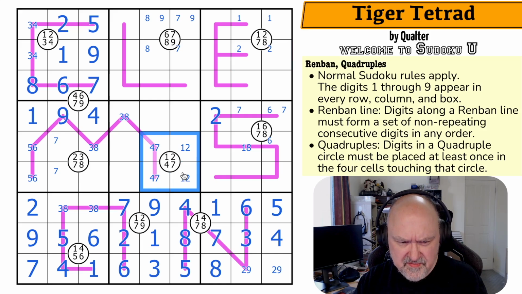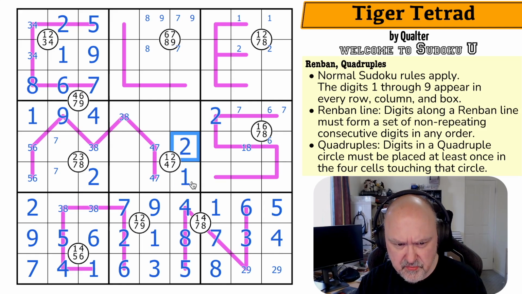One, 2, 4, 7 is locked in. 7 is in one of these two. So this is 2, 3, or 8. Oh, there's a 3, 8 pair. That's the 2. So this is the 1 and this is the 2. So 1 is in one of those two.